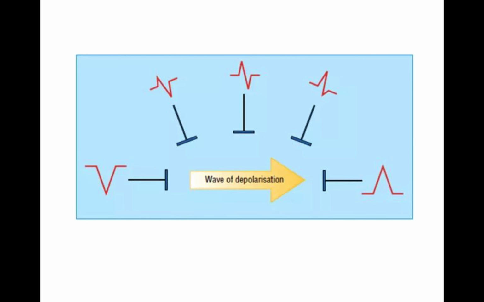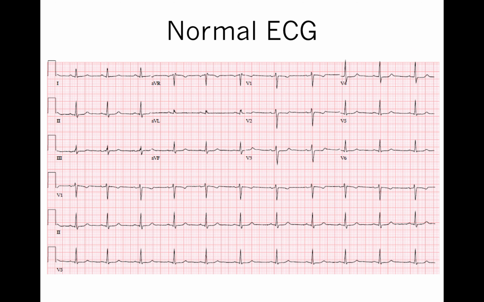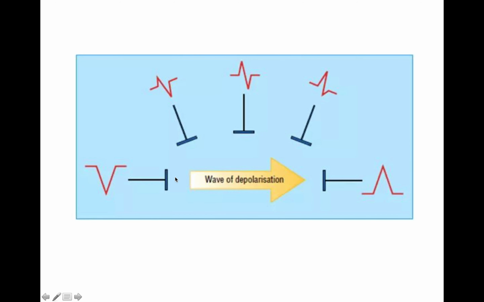It is important to understand that within the leads on an ECG, negative complexes occur because the wave of depolarization is moving away from the lead, and positive complexes occur when the wave of depolarization is moving towards the lead.